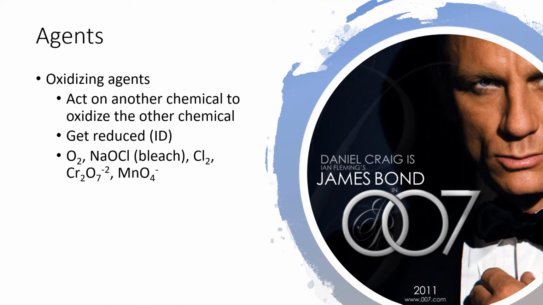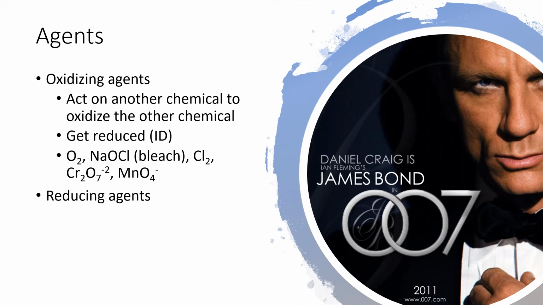Some examples of things that commonly are oxidizing agents are things like oxygen and chlorine. Sodium hypochlorite, that's the active ingredient in bleach, which is a great oxidizing agent. On the lab scale, we frequently use things like the dichromate ion, Cr2O7 2-, and the permanganate ion, MnO4 -.